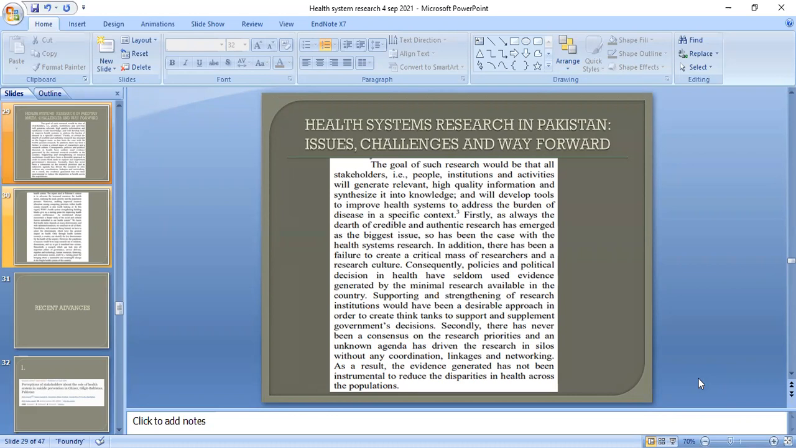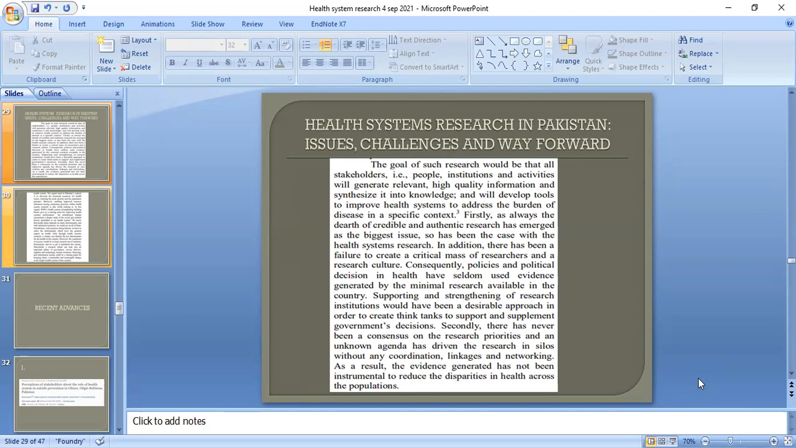Firstly, as always, the dearth of credible and authentic research has emerged as the biggest issue, as has been the case with health system research. In addition, there has been a failure to create a critical mass of researchers and a research culture. Consequently, policies and political decisions in health have seldom used evidence generated by the minimal research available in the country.